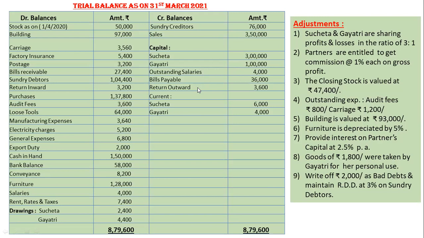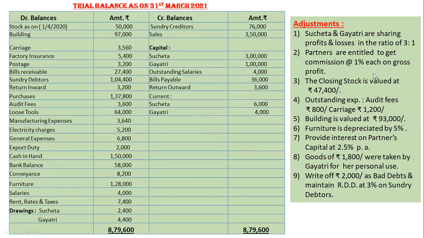Return outwards, to be deducted from purchases. Current accounts of partners, that is Sucheta and Gayatri: prepare separate current accounts and state it on the current account credit side. If one of the partners has a current account debit balance, then show the said items on the current account debit side. With this, we have gone through all the items of trial balance, and now we will be dealing with adjustments or additional information.